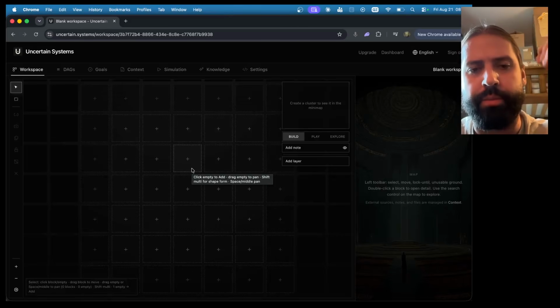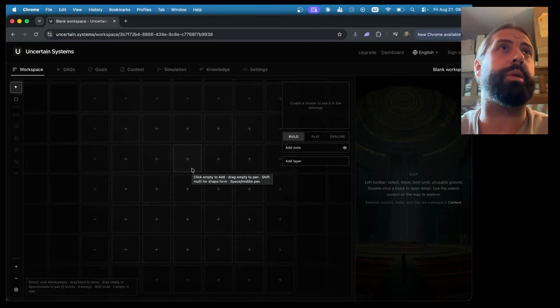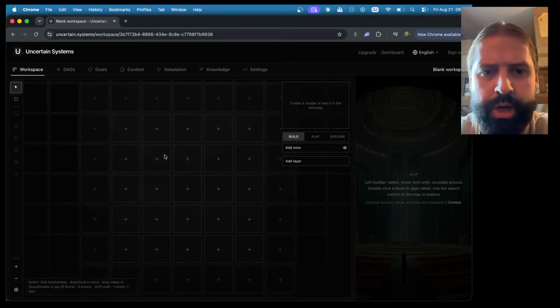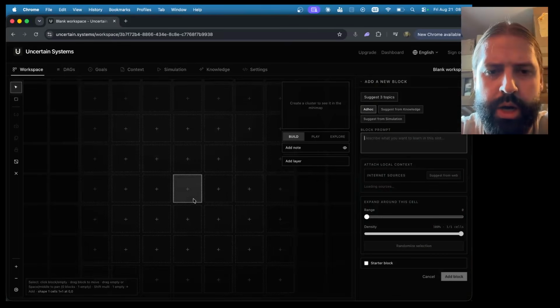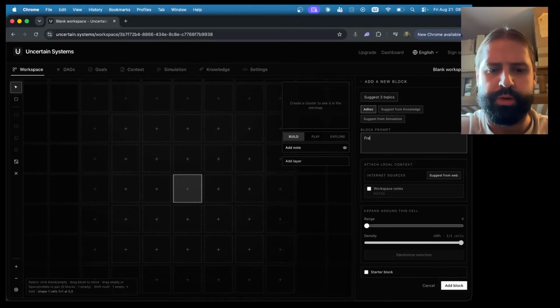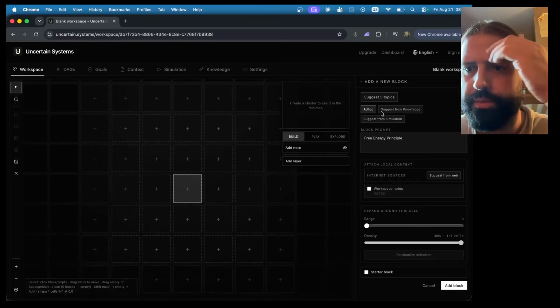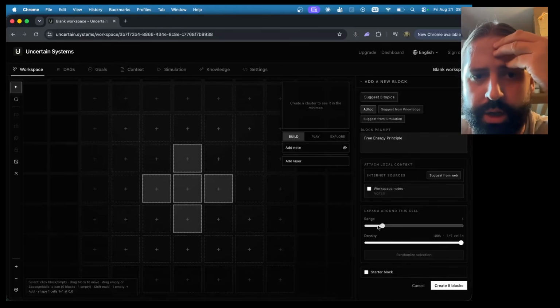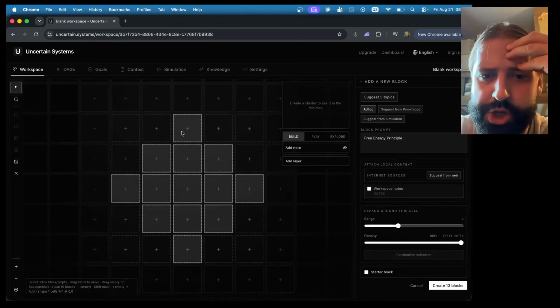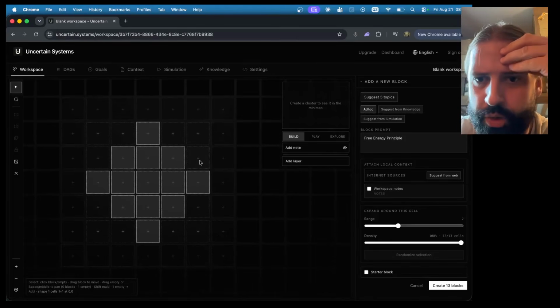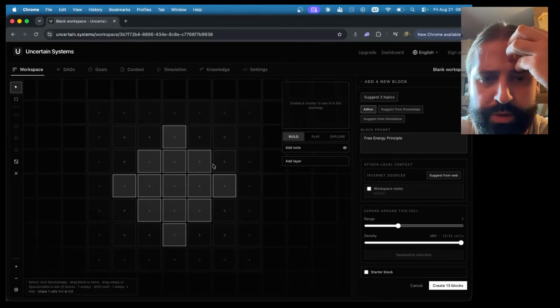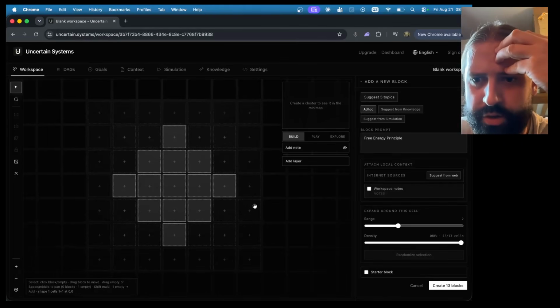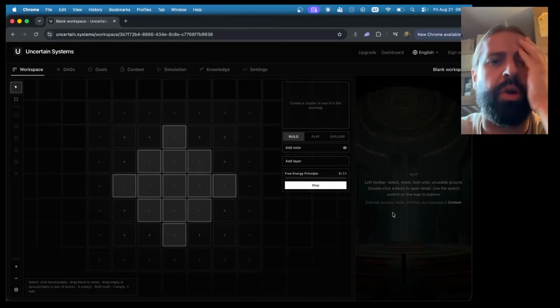I want to get to a point where workspaces can be connected, so you can go from one place to another. Kind of makes sense in a way. But I want to start here by doing free energy principle. And I like starting with this shape. It seems to work very well for a few reasons. It's just one I like working with a lot. And we'll start creating these blocks and see what we get.